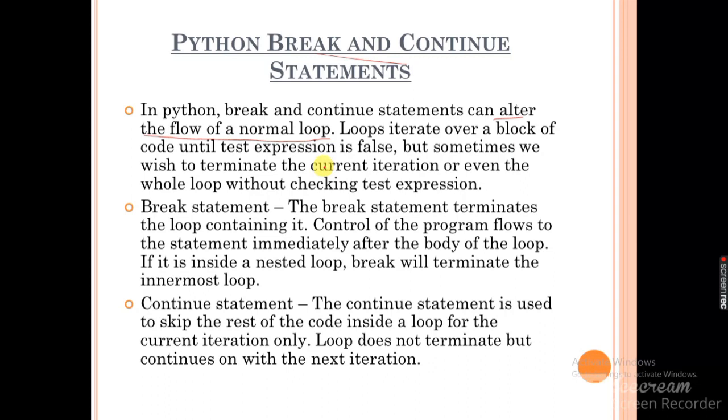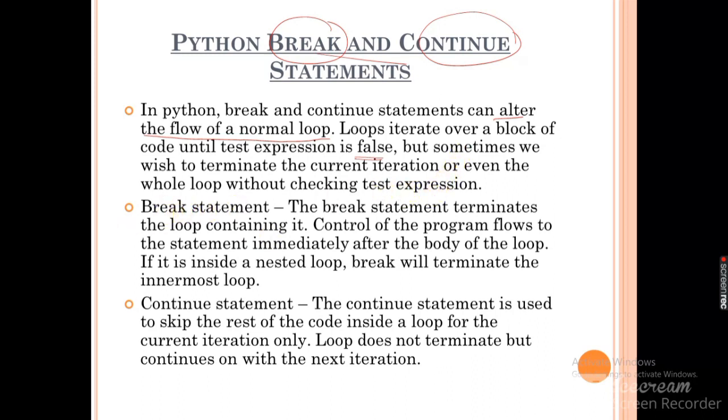Loops iterate over a block of code until the test condition is false. It means loops continue over a block until this expression is false. But sometimes we wish to terminate the current iteration. So for this we use the break statement or continue statement, or sometimes we want to terminate even the whole loop without checking the test expression.